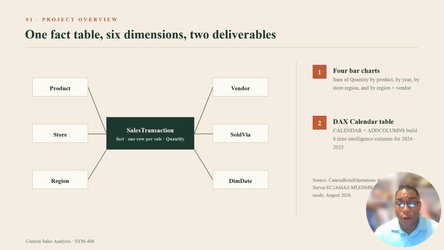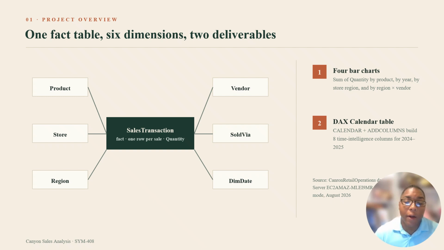Now, before the charts, 1 minute on the data. The Canyon Sales database lives on a SQL Server instance and follows a star schema. At the center is the sales transaction fact table, one row per sale carrying the quantity we measure. Around it sit the dimension tables that describe each sale: product, store, region, vendor, sold via, and the DIM date. That separation is what makes slicing so fast. The numbers live in one place, the descriptions in another.